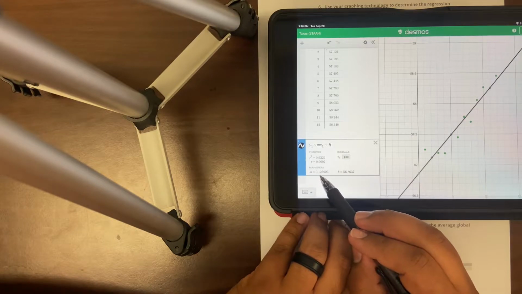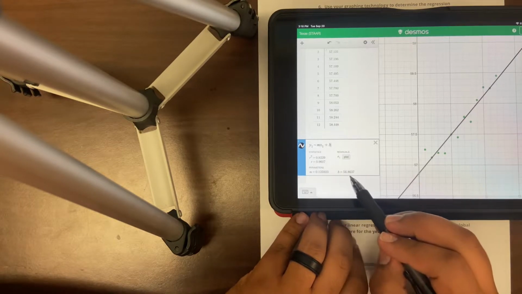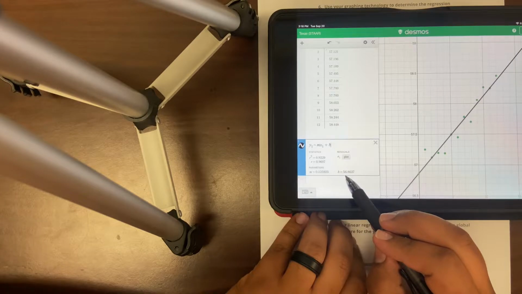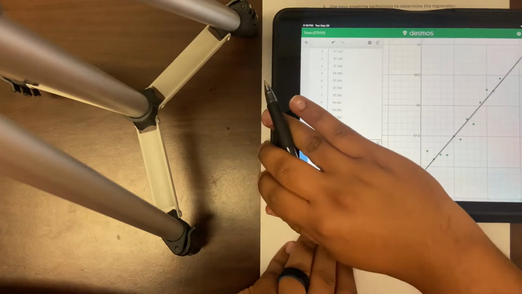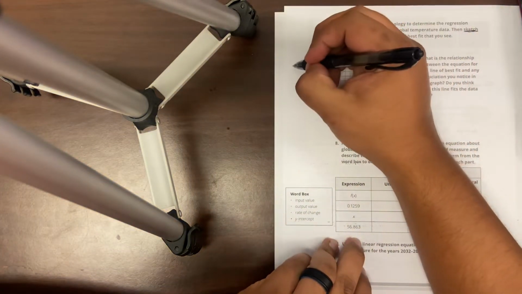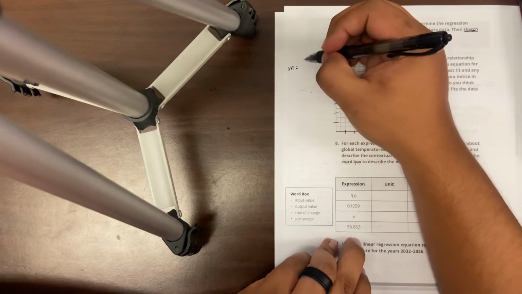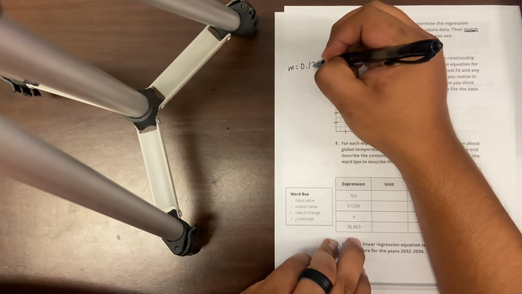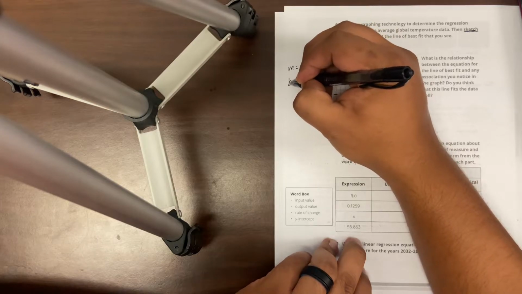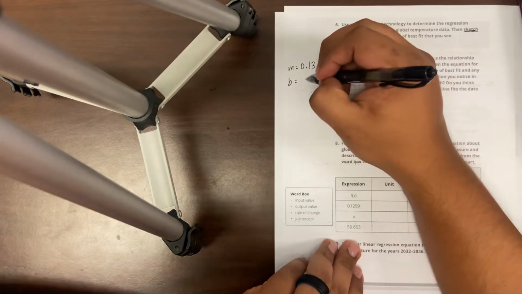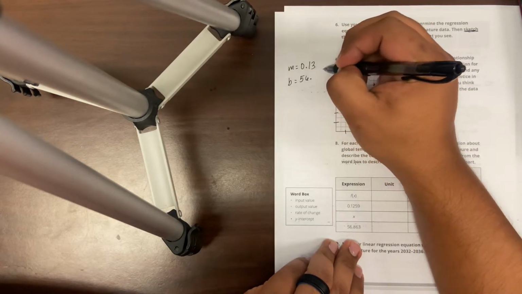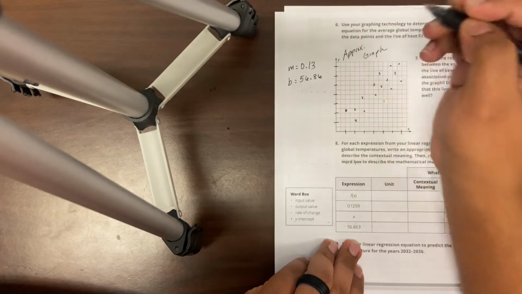Slope is 0.13, I'm rounding up, and my y-intercept is 56.86. Write that down. My slope is 0.13, we round it up, and my y-intercept is 56.86.